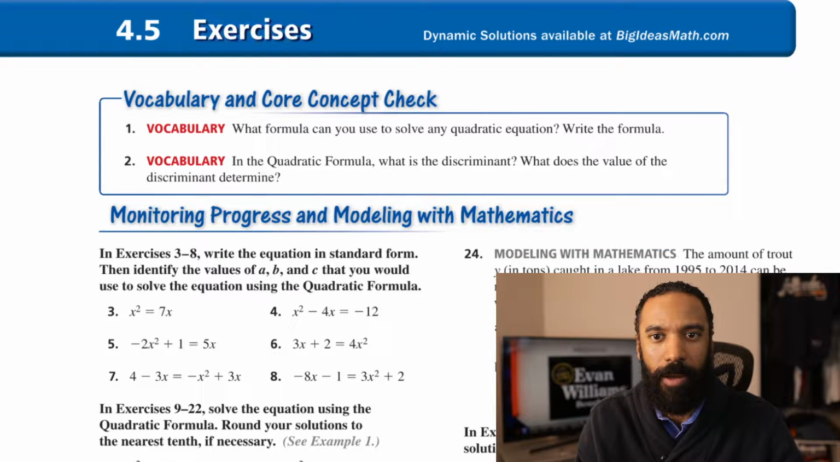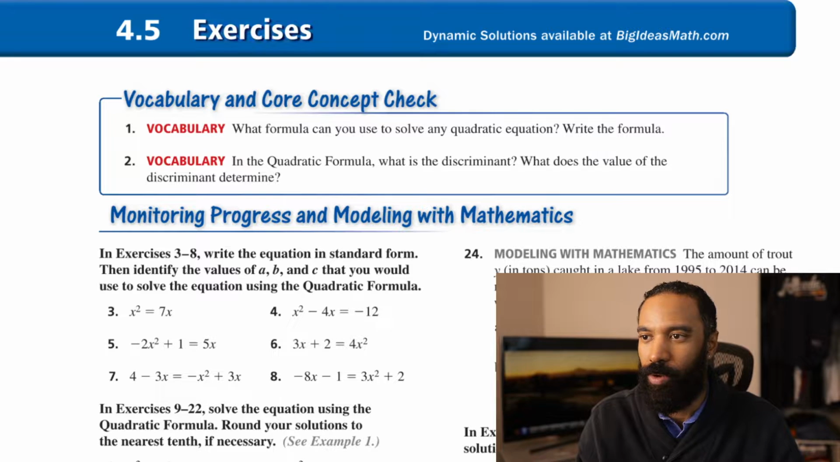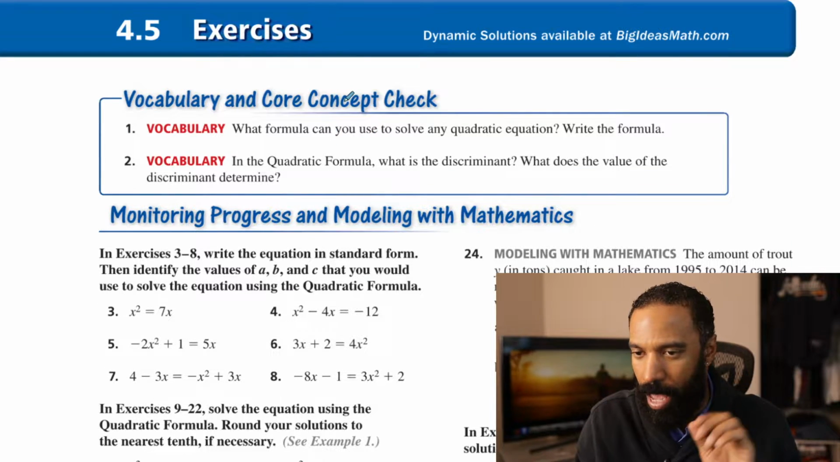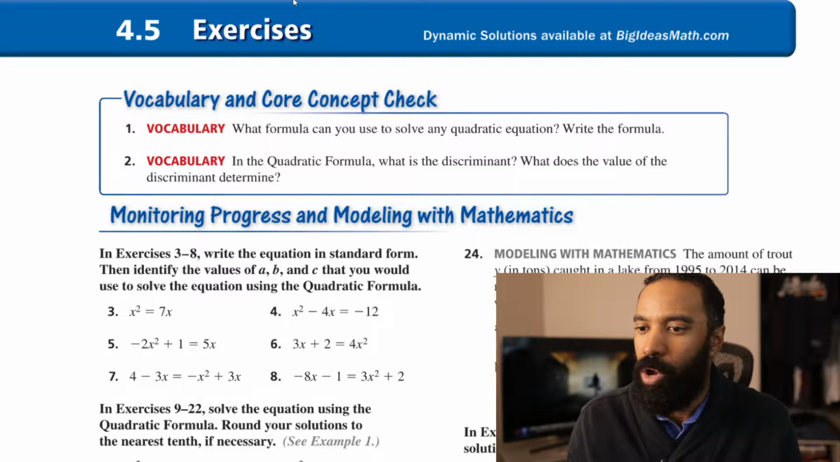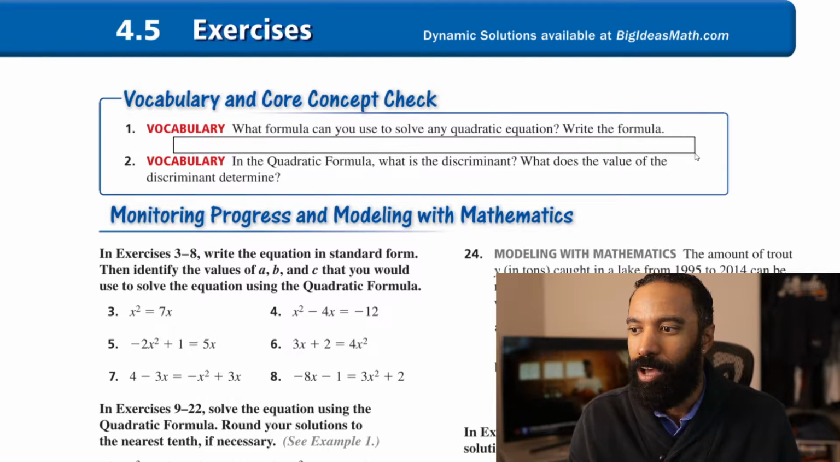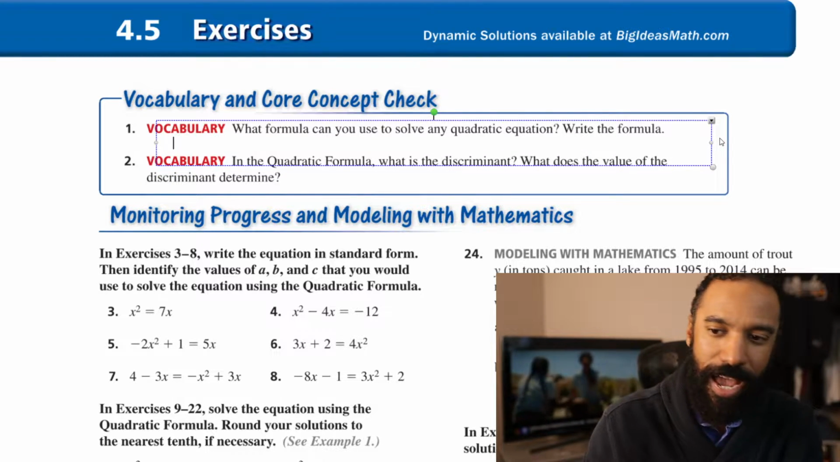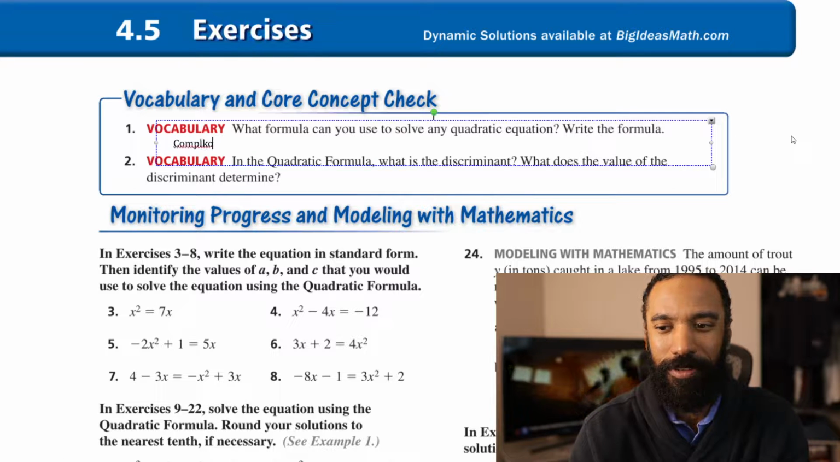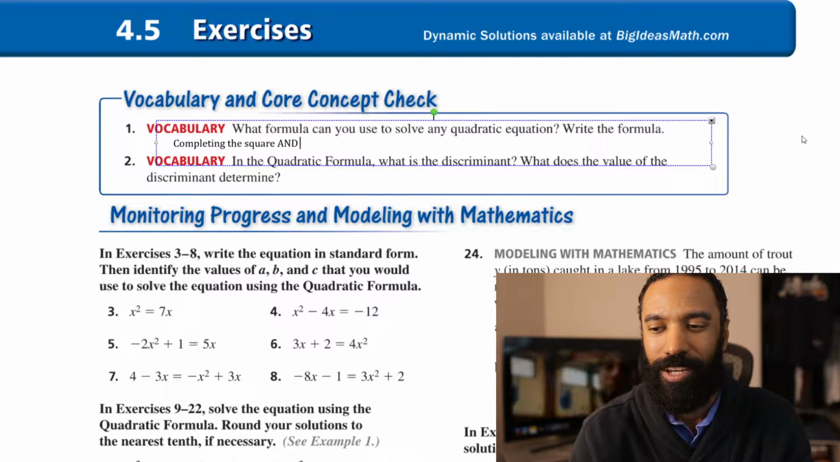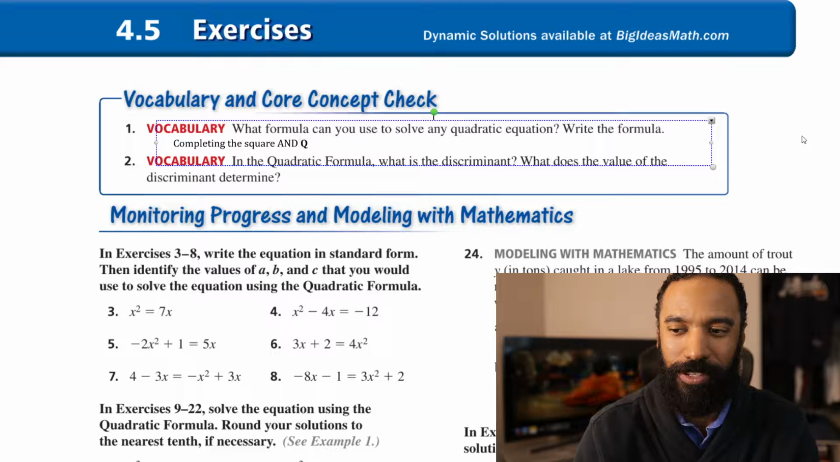Hey, let's start jumping to the problem set now that we are 21 minutes into this, as I was singing songs and talking about stuff. Let's do the vocabulary and core concept check. What formula can you use to solve any quadratic equation? Write the formula. Well, first of all, I'm not going to negate this, guys. You can use completing the square. Completing the square, that's not the one that they want you to say. And the quadratic formula is the one they want you to say.